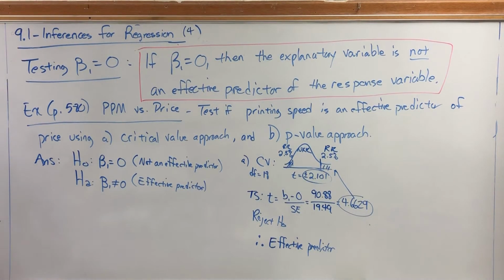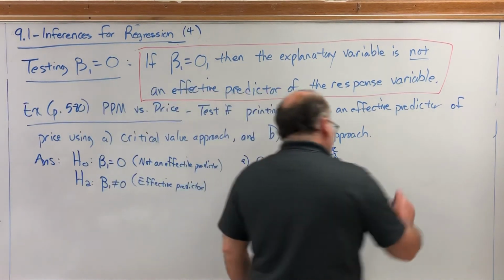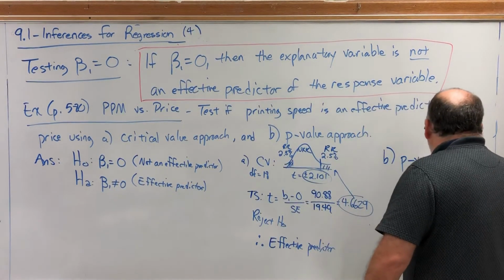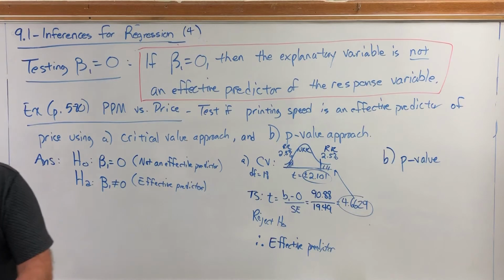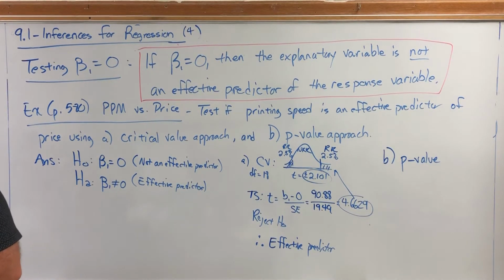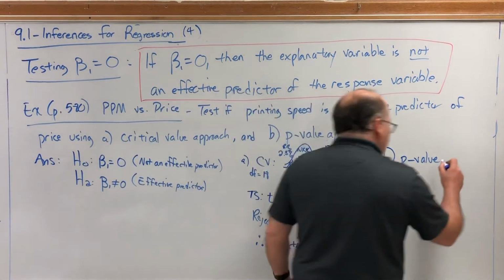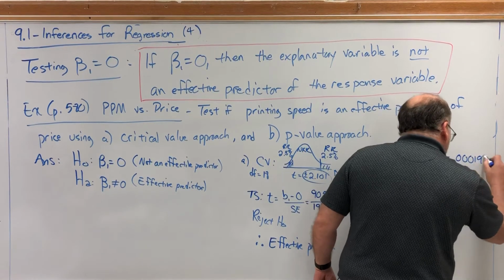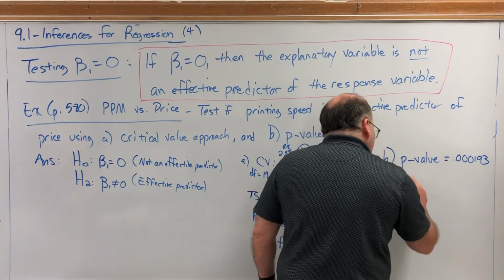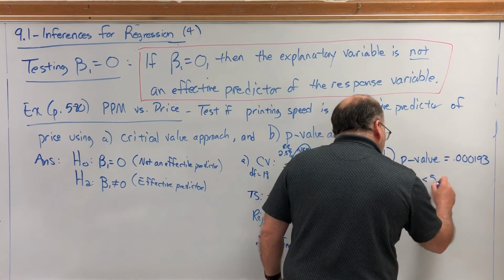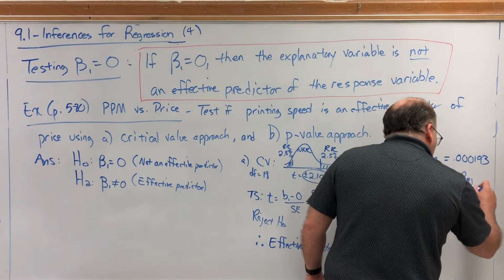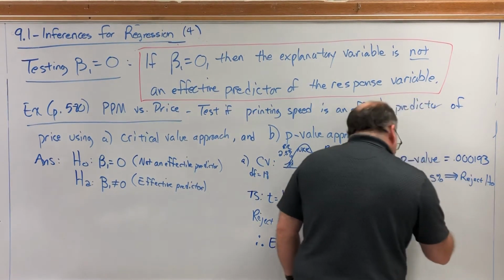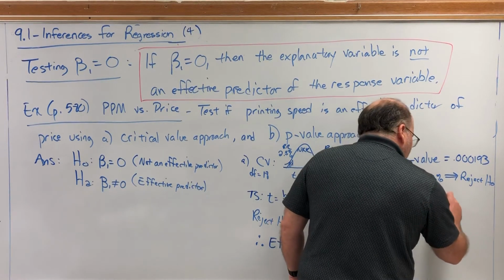Well, what if you took the p-value approach? The p-value for testing if the slope is equal to 0 is the p-value given in the last column in the second row of the computer output. And that p-value was 0.000193. Remember, if the p-value is less than the significance level, which in this case is 5%, and it is, that implies that we reject the null hypothesis and draw the same conclusion. It's an effective predictor.